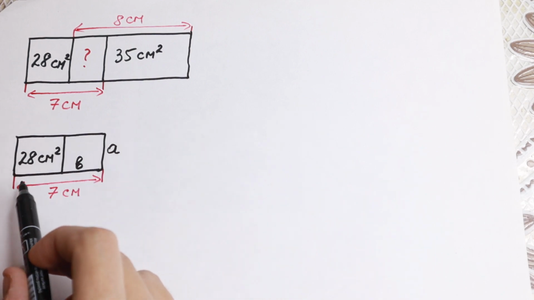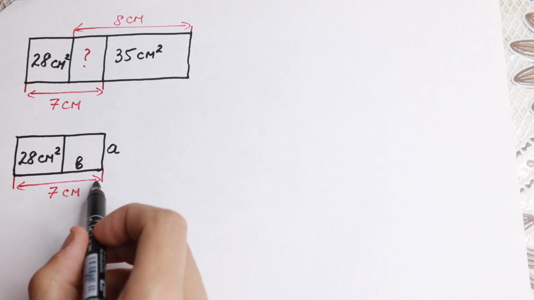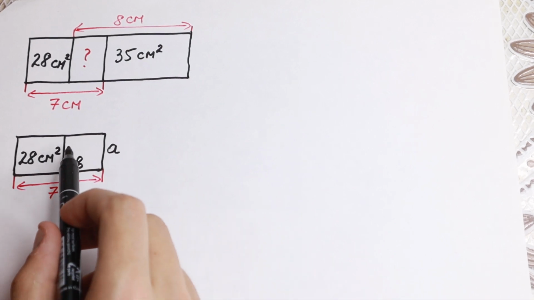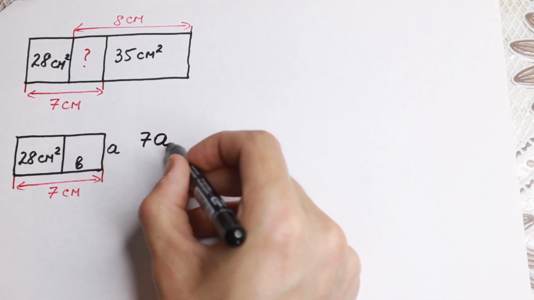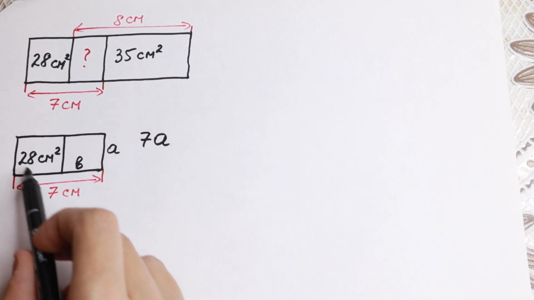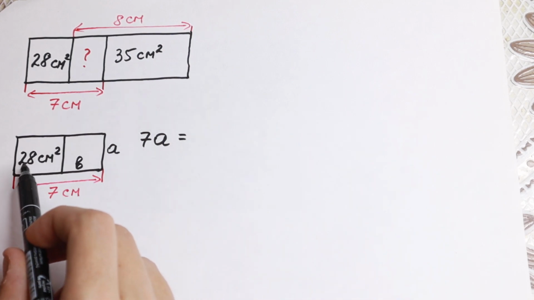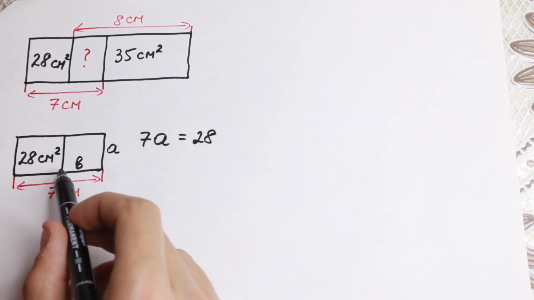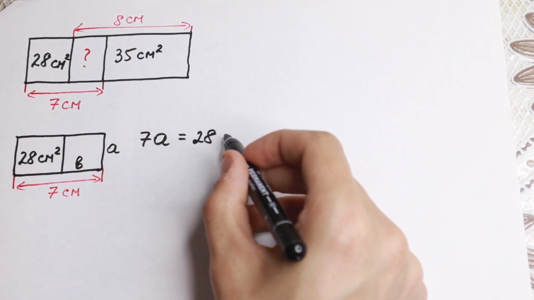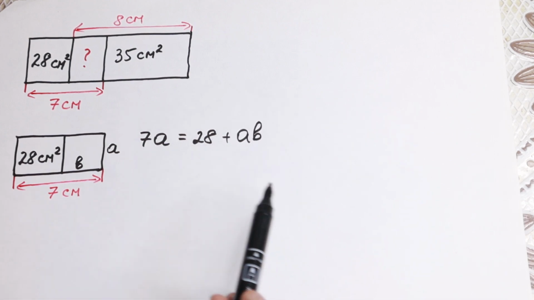If we look a little bit closer at this problem, we find that 7 times A will be the area of this whole rectangle. But on the other side, if we add to this 28, this area B times A, or A times B, we will have an equation. So I hope you understand this step.